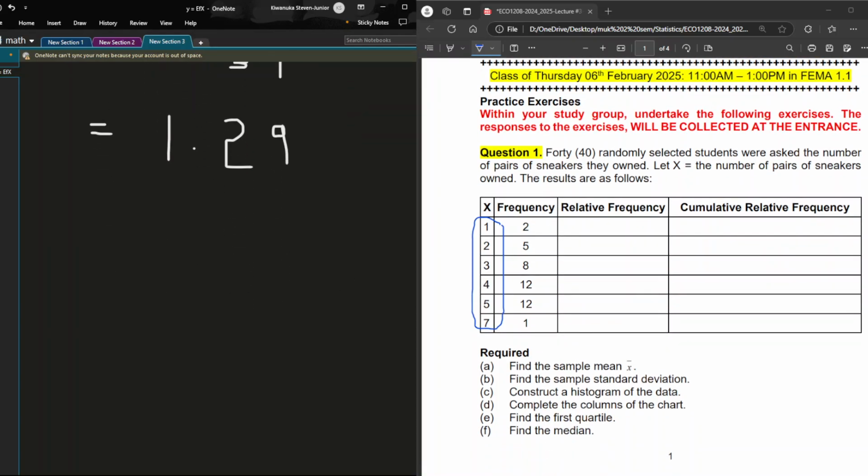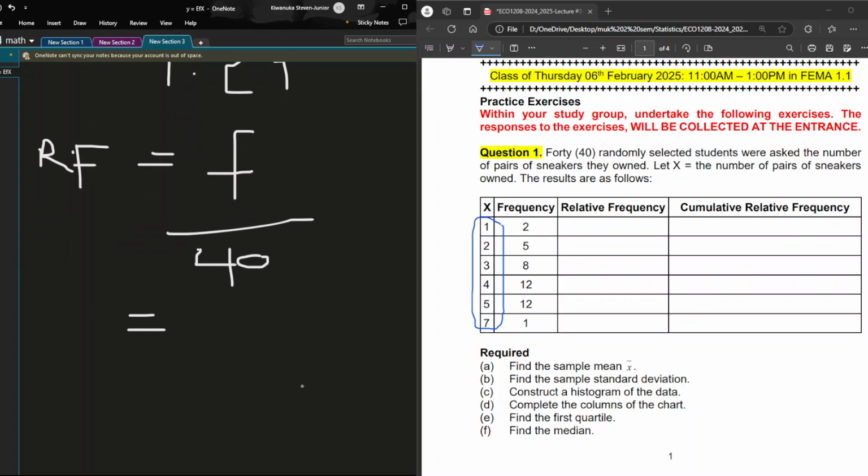Then they're telling us to construct a histogram for the above data, and we are also required to fill in the columns. So when we come to filling in the columns, we want us to fill here relative frequency. What is relative frequency? Relative frequency is when we get the frequency f divided by the total frequency, which is 40. That means we have 2 divided by 40, get the answer here, which is 0.05.